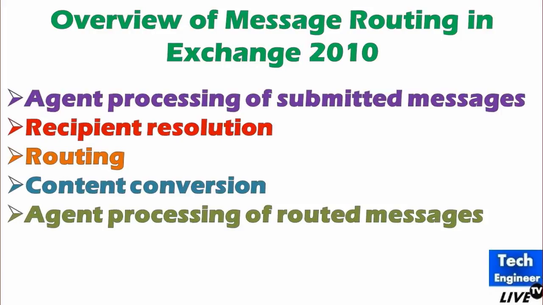Then agent processing of the routed message as well. There are two things. First is processing of the submitted message, and then agent processing of the routed message. This is all about the journaling process. Journaling process means finding out about the mail, whether the mail has any malware or any virus. So it's all about the spamming thing.